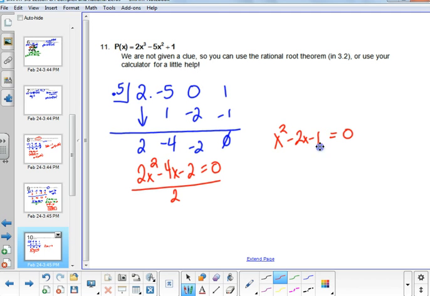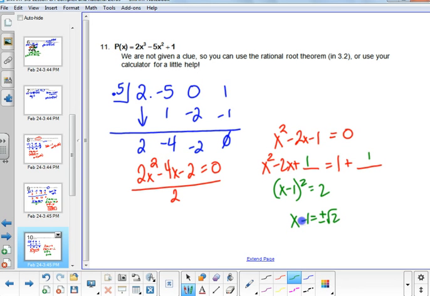And it is not going to factor, but I think completing the square is working well for me today, so I'm going to go with that. I'm going to add 1 to the other side and complete my square. Half of negative 2 squared is 1. So I have x minus 1 quantity squared equals 2. Square rooting both sides, I'm left with plus and minus the square root of 2, and then for the final answer, add the 1.